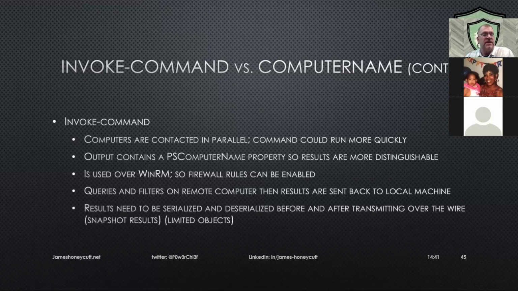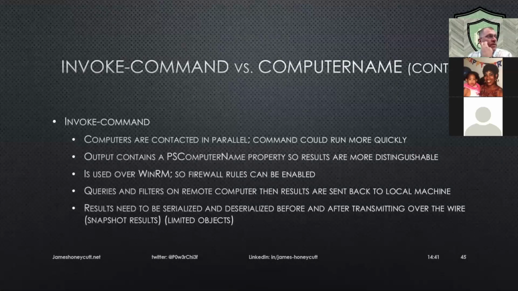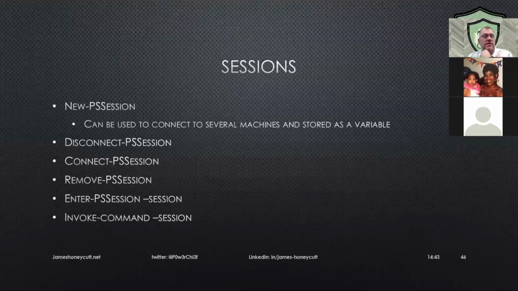We talked about that. It's done on the distant machine. The downfall is they are serialized results, and they're limited in objects, meaning that they're not full objects. They do have some of the properties still left whenever they come back across. So let's just go ahead and get into the demo.